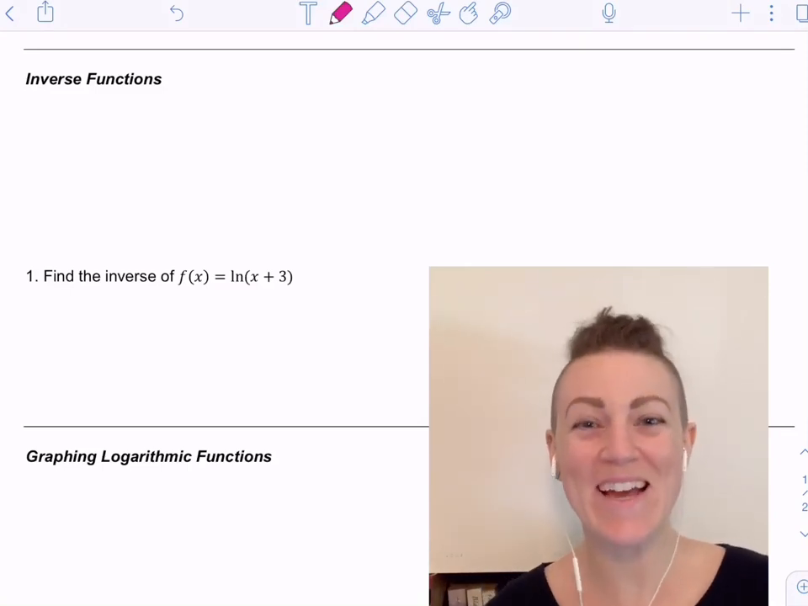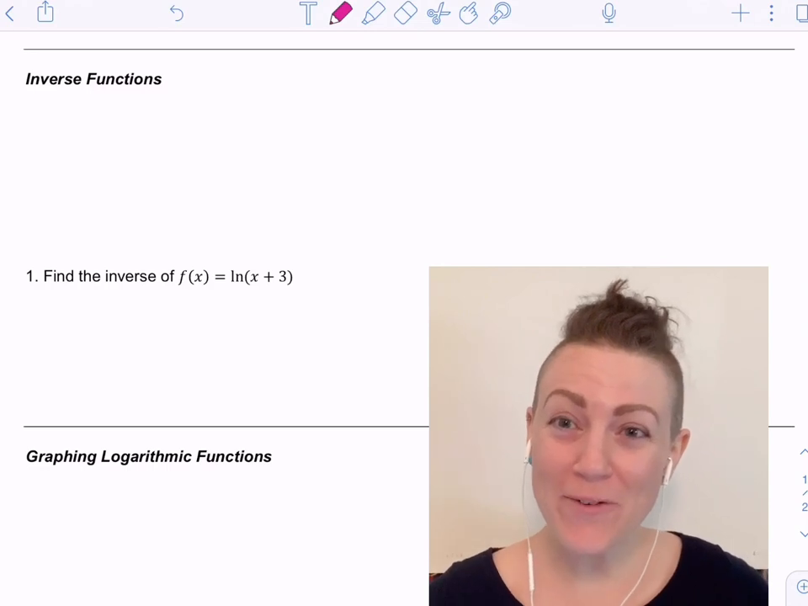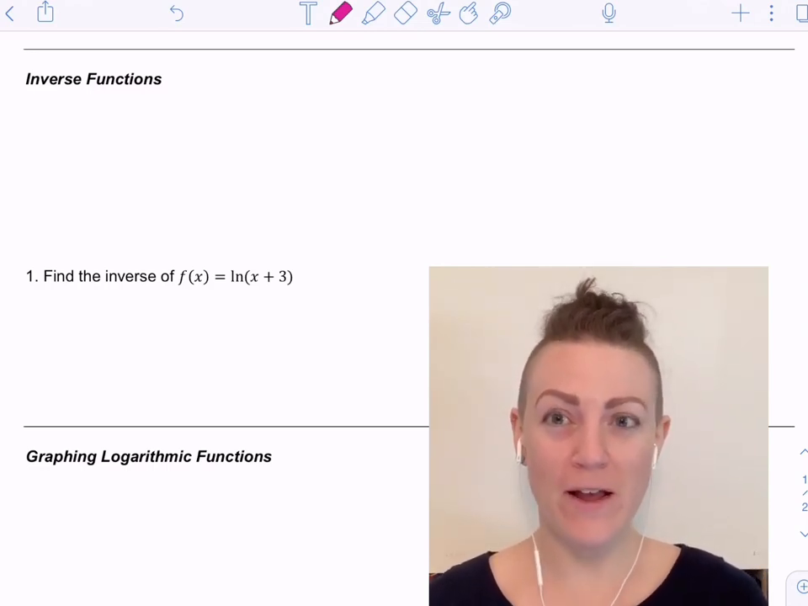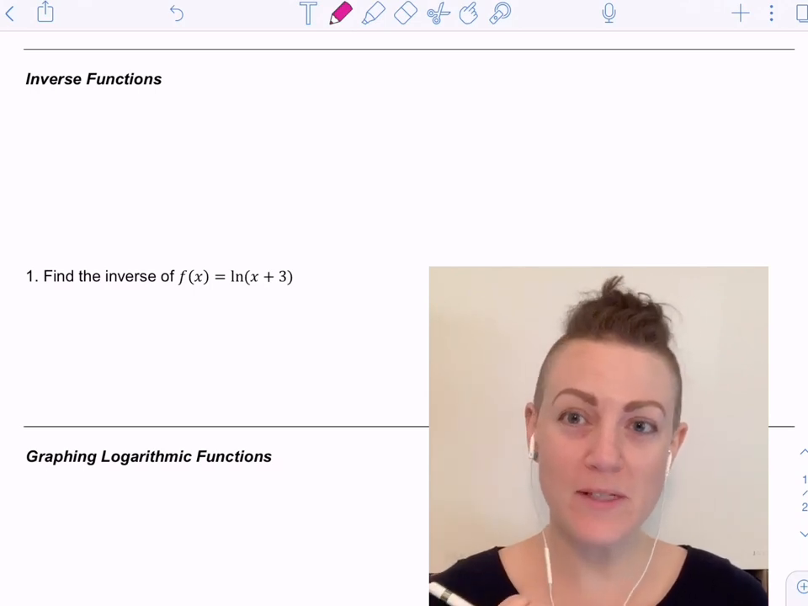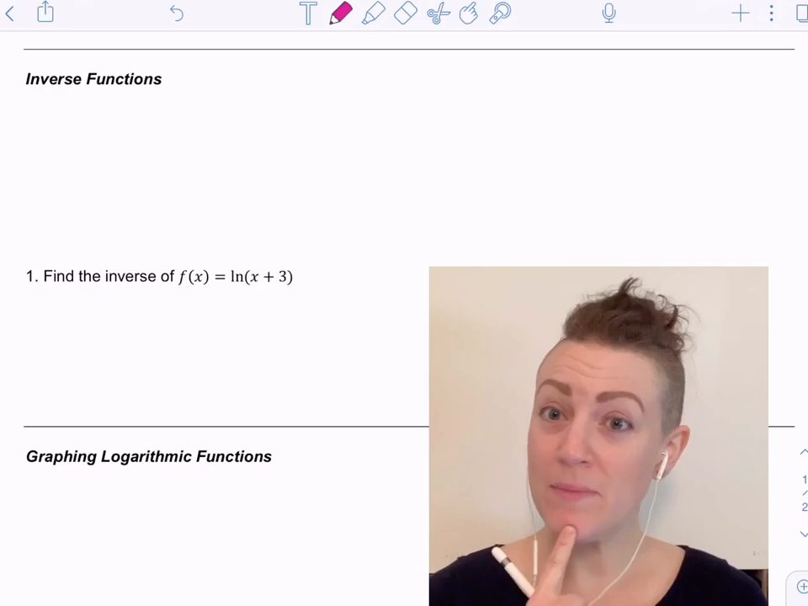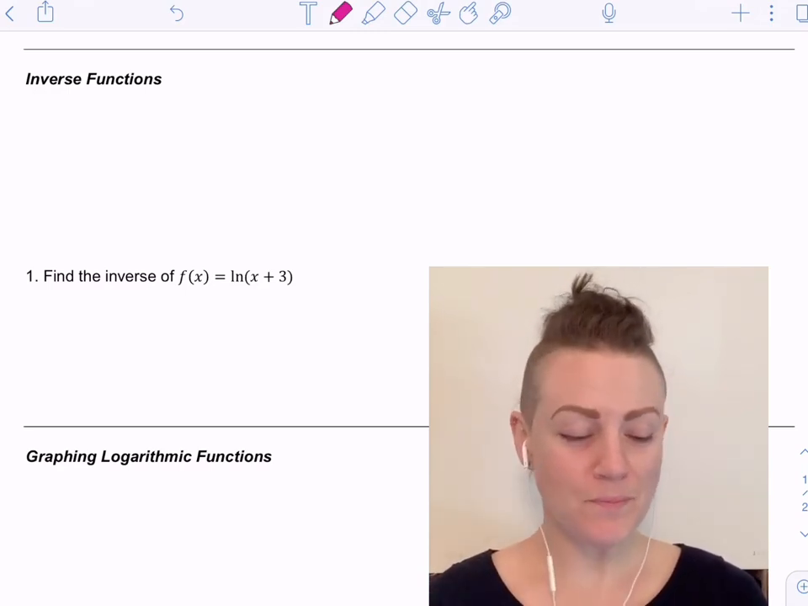Hello, everybody, and welcome back to the wonderful world of logarithms. Hopefully, you've had a chance to try the first three of our warm-up problems. You may have noticed the answer to number 3 was a little bit tricky. So if you haven't, make sure you go back and revisit those.